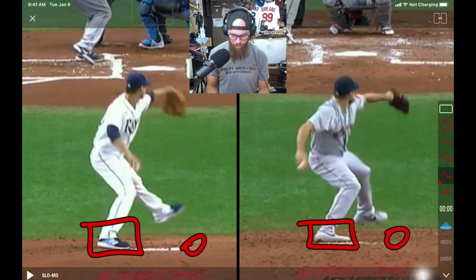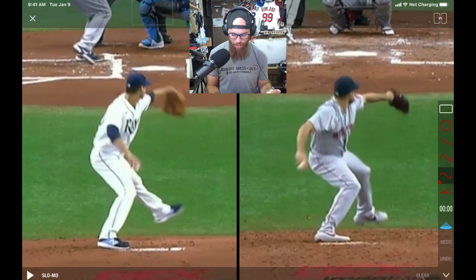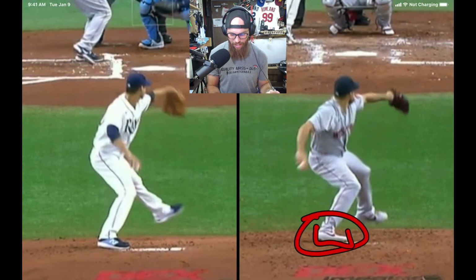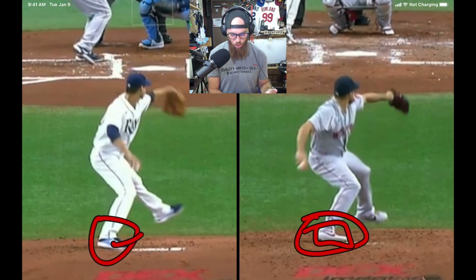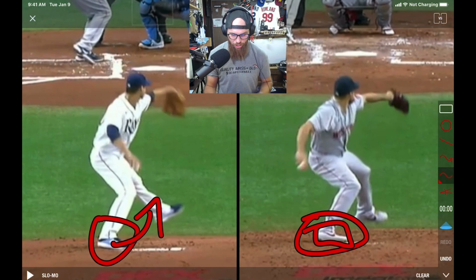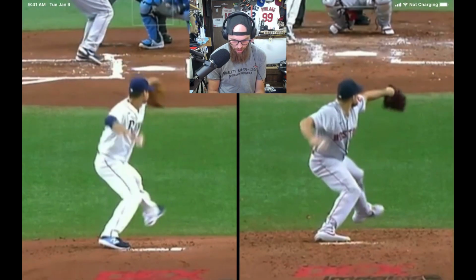Now, this is where it'll get a little bit interesting. I don't want to overcomplicate it, but what Eovaldi can do is he can evert his ankle, and what you're going to see Morton do is he's actually going to just roll by way of initiating his rotation early. So check these out.